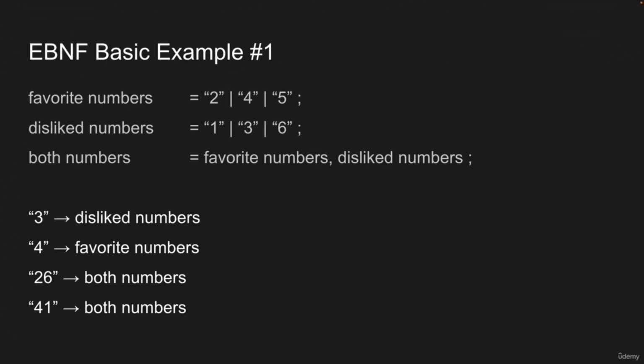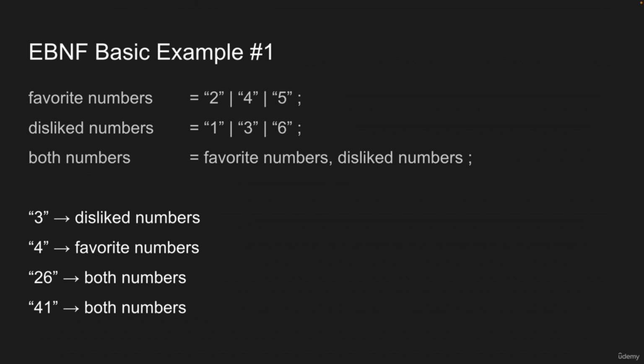So here's a basic example. Favorite numbers equals 2, 4, 5. The line that goes straight down is alternation, right? So it can be any of the 2 or 4 or 5. The favorite numbers can be 2, 4, or 5. It doesn't have to be all of them. It can be either one of the texts or characters. Dislike numbers, same thing. It can be 1, 3, or 6. The semicolon is just to say that the statement ends, like creating a new line.